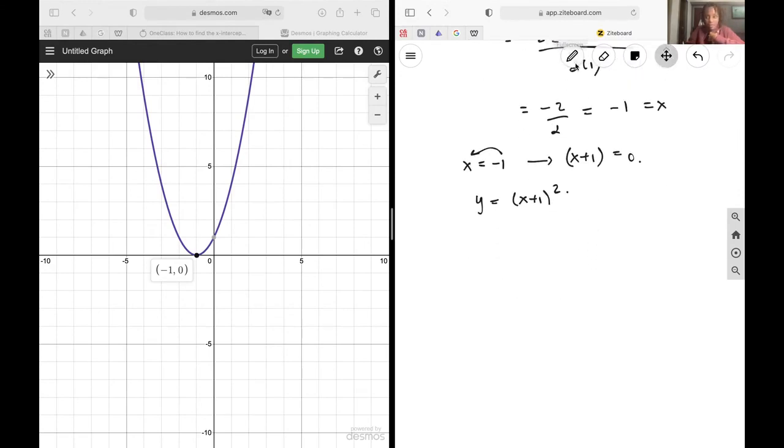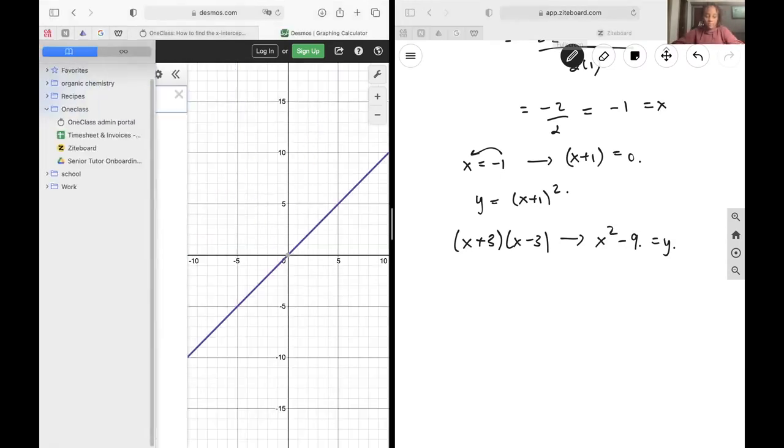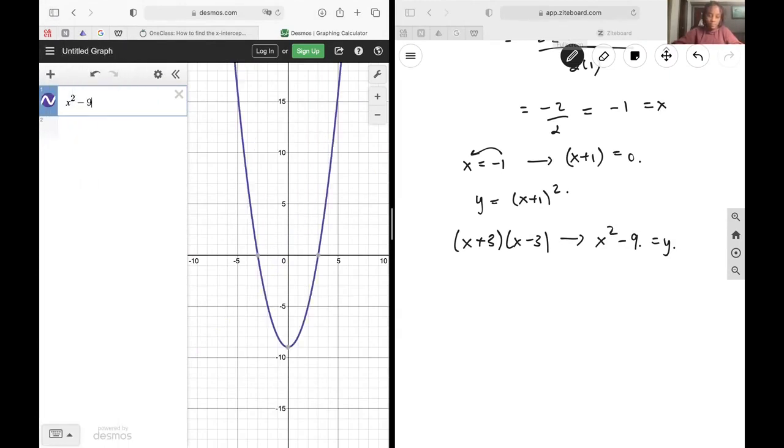If you had a more complex function, like let's say we wanted zeros at x is equal to 3 and x is equal to negative 3, this would become x squared minus 9 is equal to my function. Let's go ahead and plot that. You see my zeros at negative 3 and 3. And so that's just how you go about that.